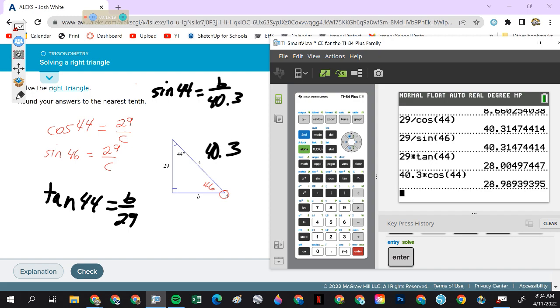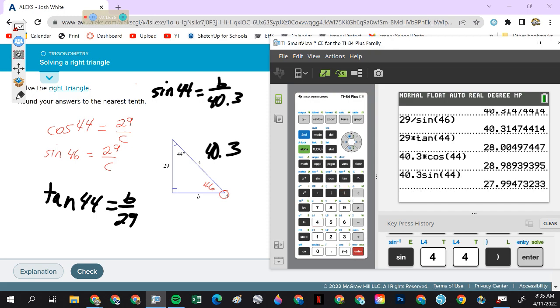How come those aren't exactly the same? Oh, I did the cosine. I'm sorry. Okay. You're both correct. So why are 28.0 and 27.99 not exactly the same thing? Because I used a rounded number. So this number is a rounded version of that.